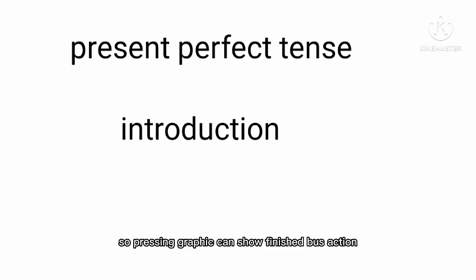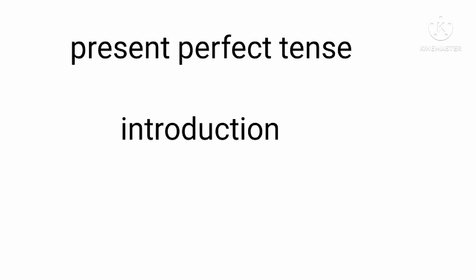The present perfect can show a finished past action. It does not show when the action took place. The present perfect can also show a continuing action. It shows actions that started in the past and continue to the present. This action may continue into the future too.